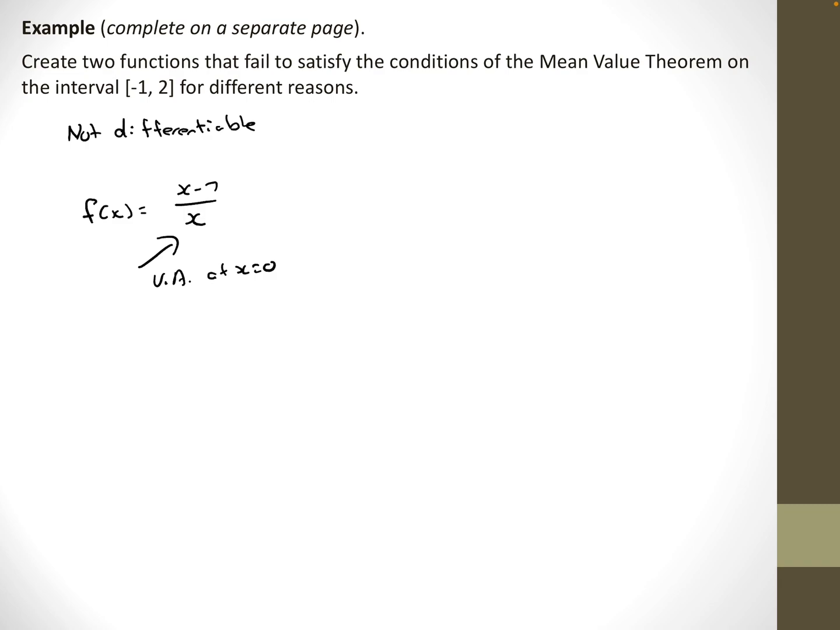Then I could go with f of x equals the absolute value of x. The absolute value function isn't differentiable at x equals 0, so that would also not work here. Over here, the big thing is that one is not continuous, and usually when it's not continuous, you get not differentiable as well. But these were two different reasons why that happened.